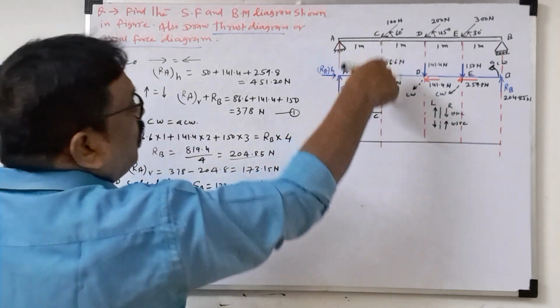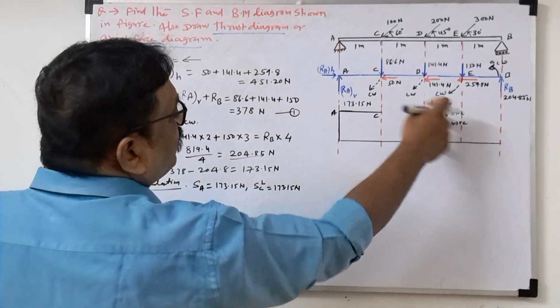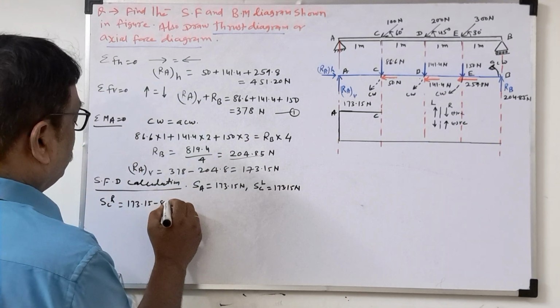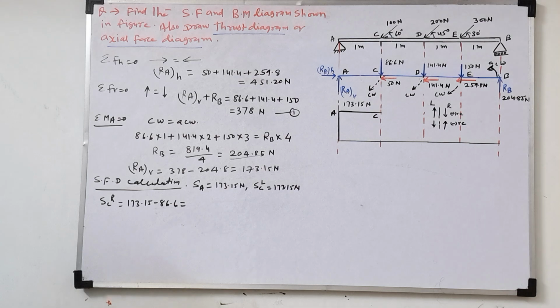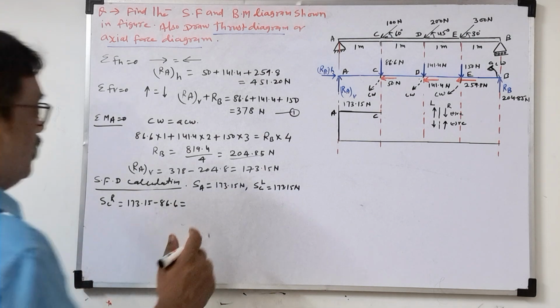173.15. Now downward force, left side downward force is negative. So minus 86.6. So how much is this coming? We calculated already. 86.6, 86.55.